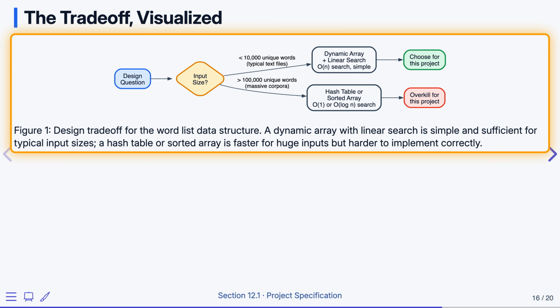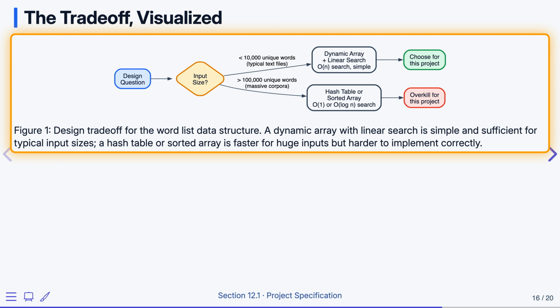This picture shows that decision. Start at the design question on the left. It leads to a decision node, input size. If the input is fewer than 10,000 unique words, which is typical for text, the flow goes to the dynamic array with linear search, order n, simple. That is the choice for this project.